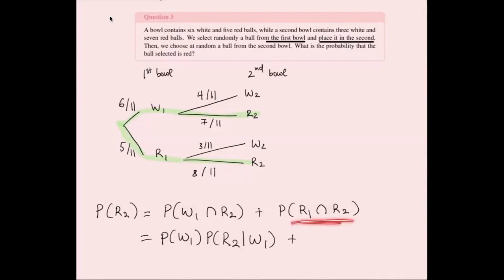We do the same thing with this one. We want to multiply 2 numbers together. The first number means the probability that you get red from the first bag, and then you get red from the second bag, given that you get red from the first bag. And now you just need to plug the numbers in.